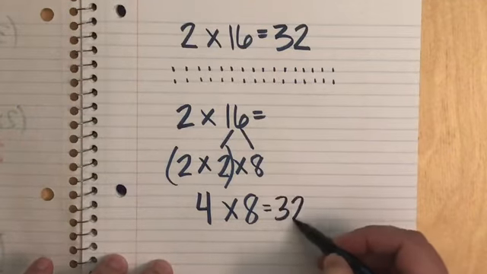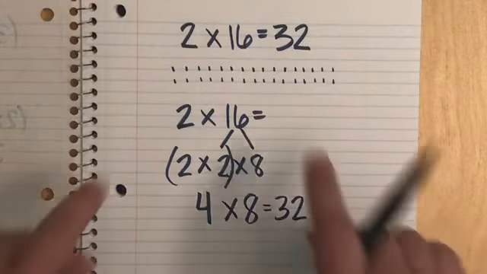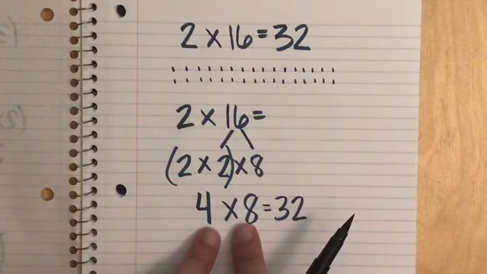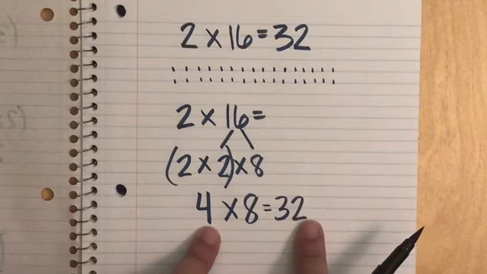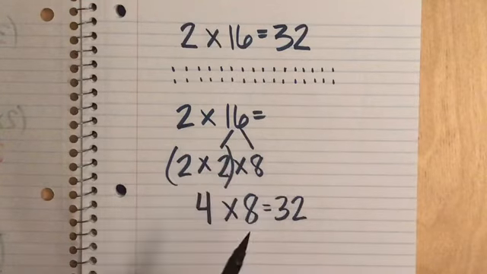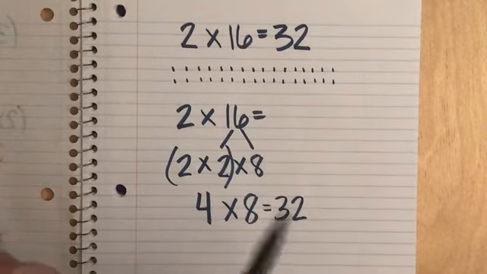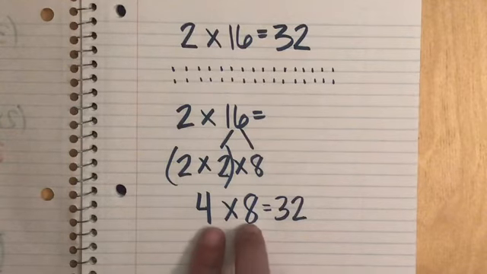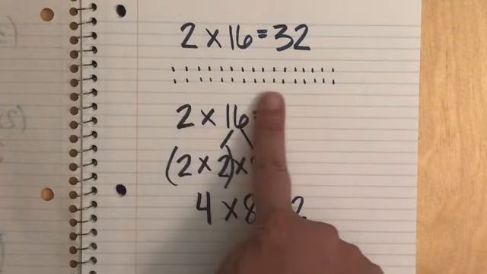So I rearranged my array so that even though my factors are different, I still have the same answer because I haven't added or subtracted anything from my original problem. I've just rearranged all the pieces. So go to your array and see, can you find the 4 times 8 in this array here?